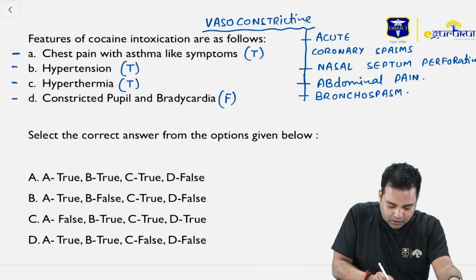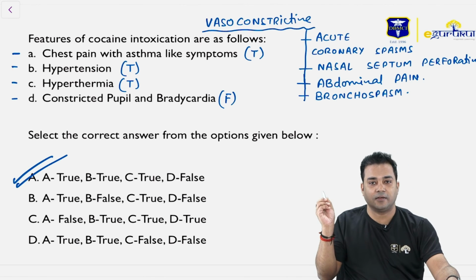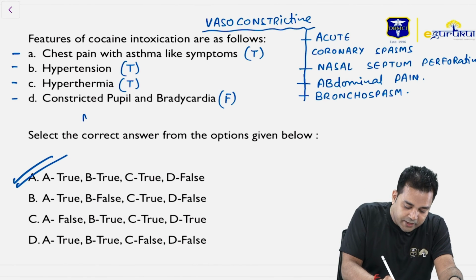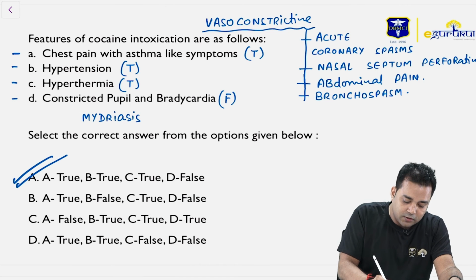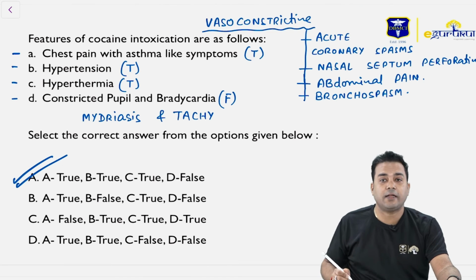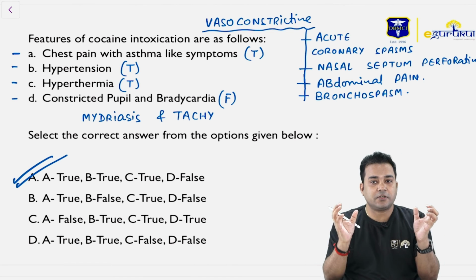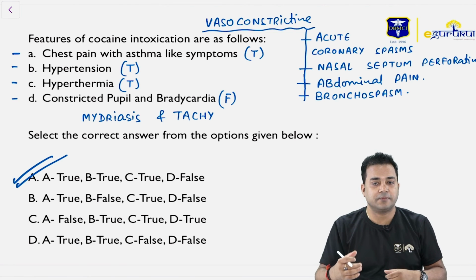So A, B, C are true and D is false. A goes as my correct answer. Cocaine leads to mydriasis and it leads to tachycardia, not bradycardia. So these are some important features in relation to cocaine intoxication.